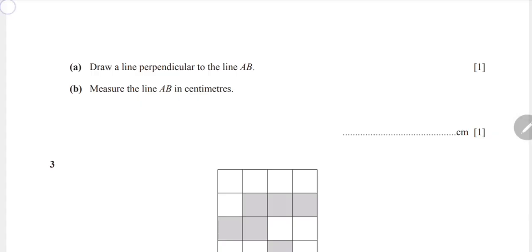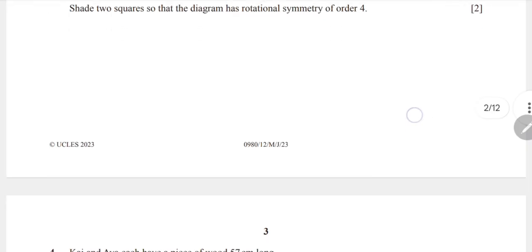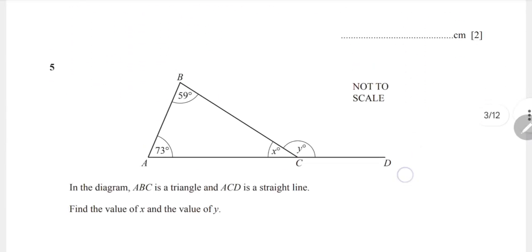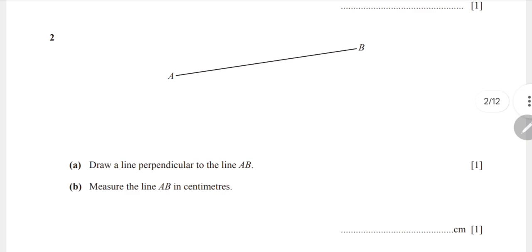In the next question, measure the length of line AB in centimeters. So take your scale and place it from one end to the other end of the line. You can easily find the length of the given line.